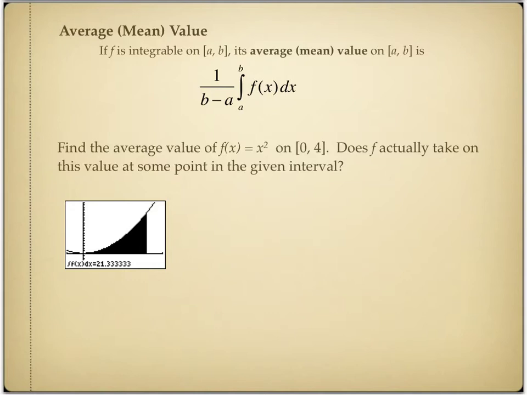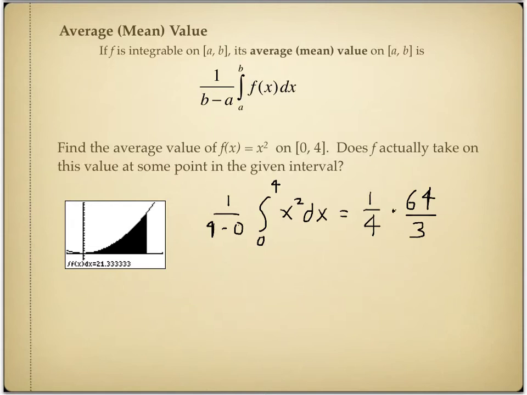So let's just see if this formula works. According to this, I should be able to take 1 over, and it's from 0 to 4, so it's going to be 4 minus 0. I'm going to actually put in those values for a and b here as well, from 0 to 4. And then my function in this case is x squared dx. Well, of course I get 1/4, and I did figure out that the actual value of this integral here, remember, is 21 1/3. Now 21 1/3 is the same as 64 thirds, I believe, if I write that as an improper fraction.